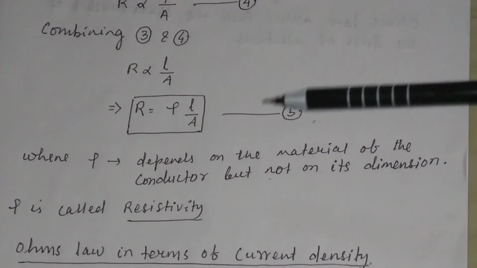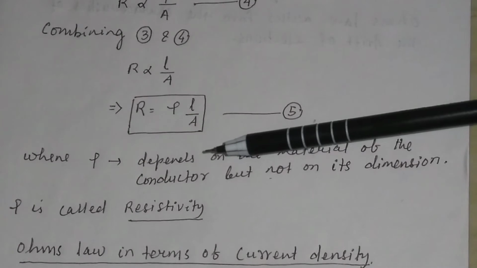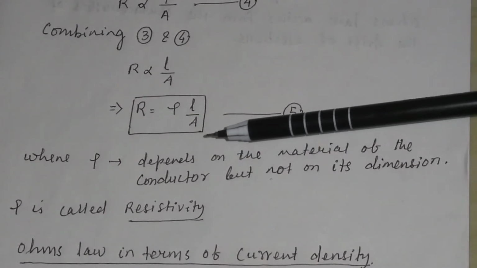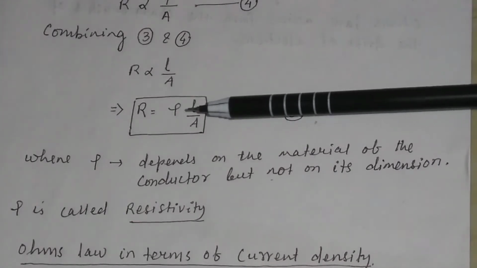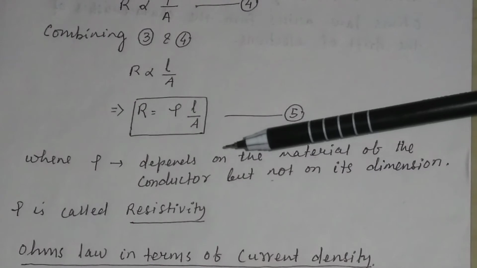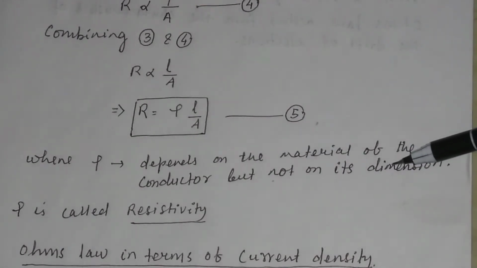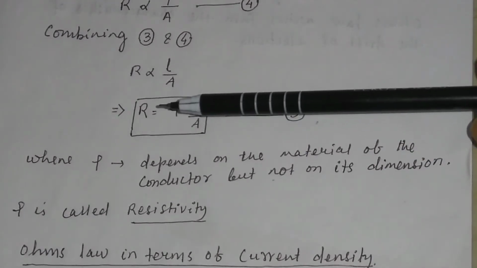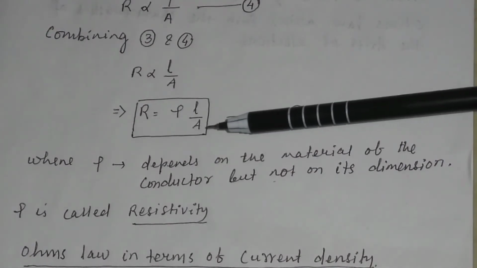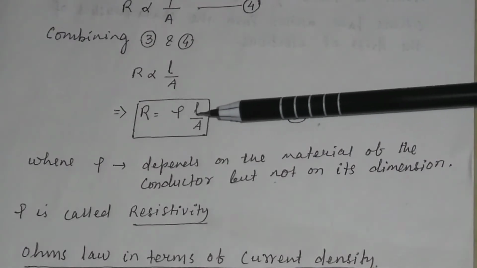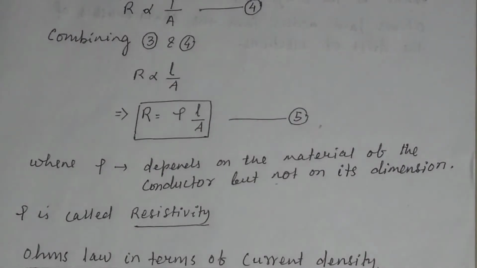I have told you the resistance of the conductor depends upon two factors, that is the material of the conductor and the dimension of the conductor. The material of the conductor means the resistivity. Resistivity depends upon the material of the conductor but not on its dimension. But we have proved here that the resistance depends upon the dimensions L and A. So the resistance depends upon two factors, the dimension of the conductor and the material of the conductor.